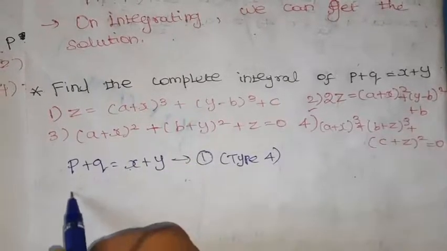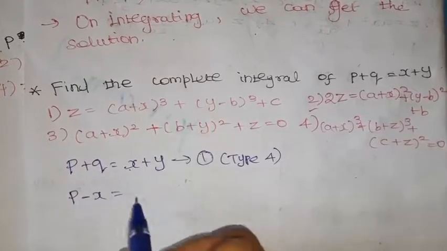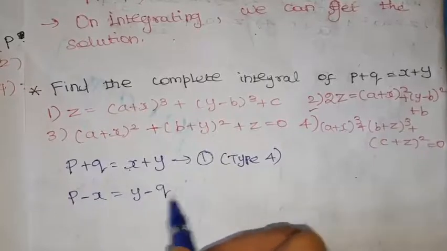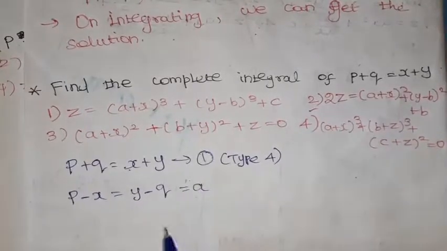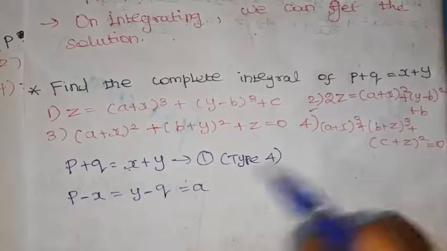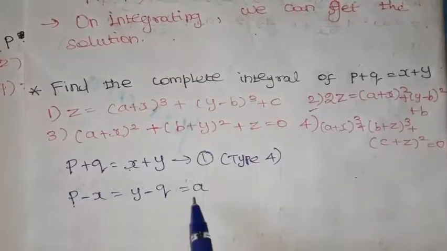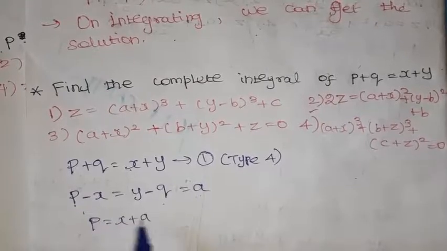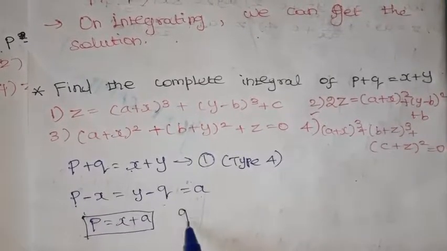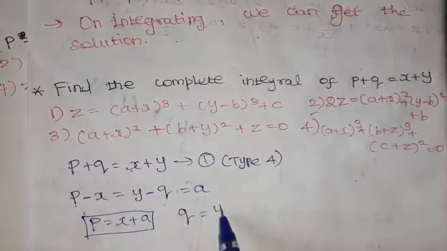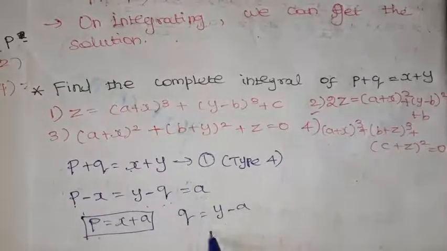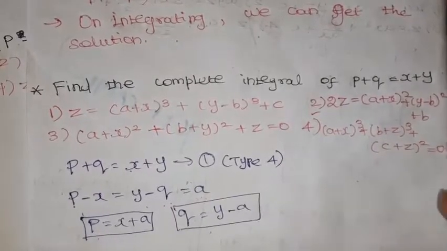So p minus x equal to y minus q. Then we need to equate this to some constant, say a. Then we need to find the p value and q value from this. P minus x equal to a, so p equal to x plus a, right? That is the value for p. What is q? See, y minus q equal to a, so q equal to y minus a, right?